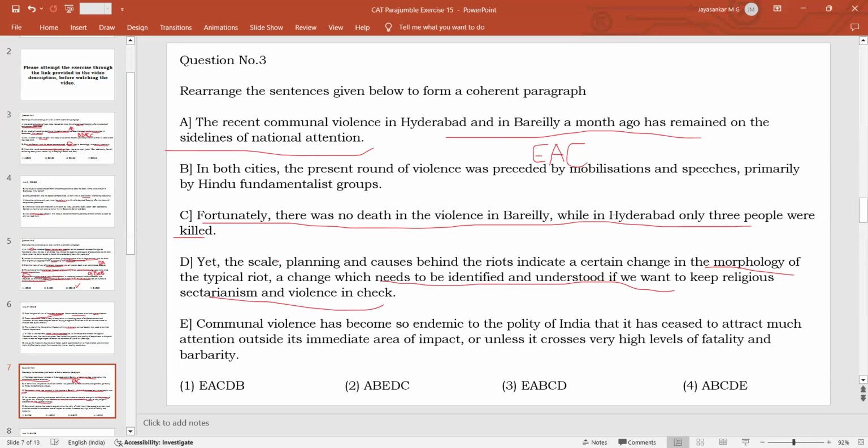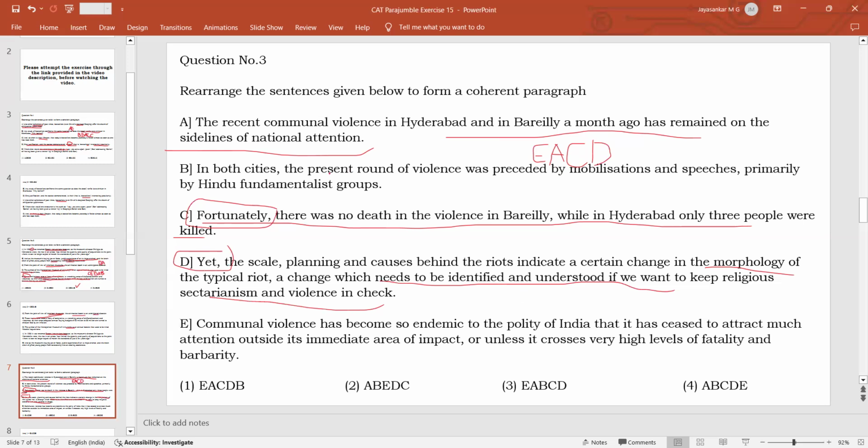So you need to understand the changes that are happening in the way communal riots are happening in India in order to keep this violence in check. Fortunately and yet: these are the words that will help you understand that they are forming a sentence pair. So you can say that fortunately there were very few deaths, but the scale, planning, etc. are changing. The method by which communal riots are happening is changing, and you need to understand it in order to keep it in check.